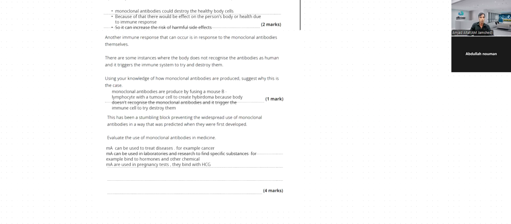So the other question that I should take, which one, Abdullah? Explain why this increases the risk of harmful side effects for the patients. When monoclonal antibodies destroy the cancer cell, they're targeting the body's own cells. Yeah, done. We have done this one.